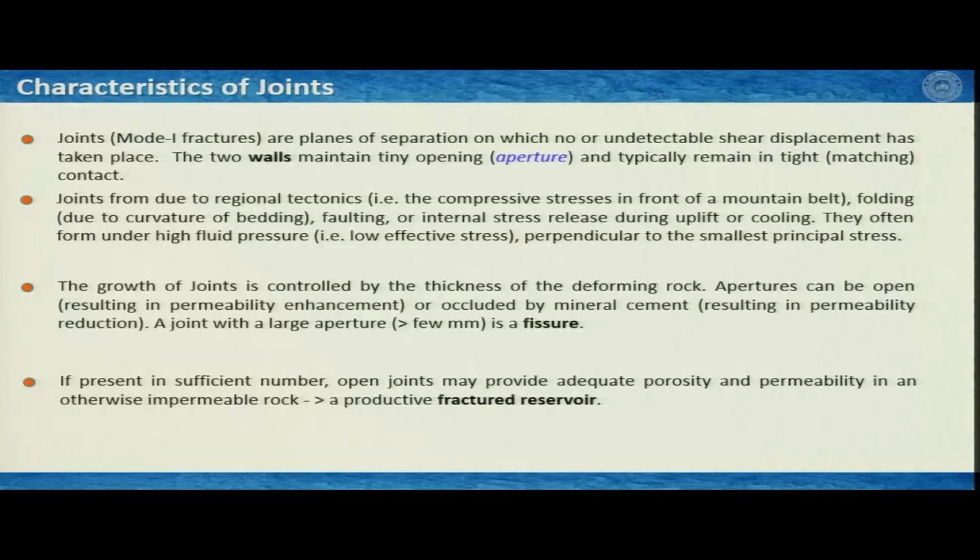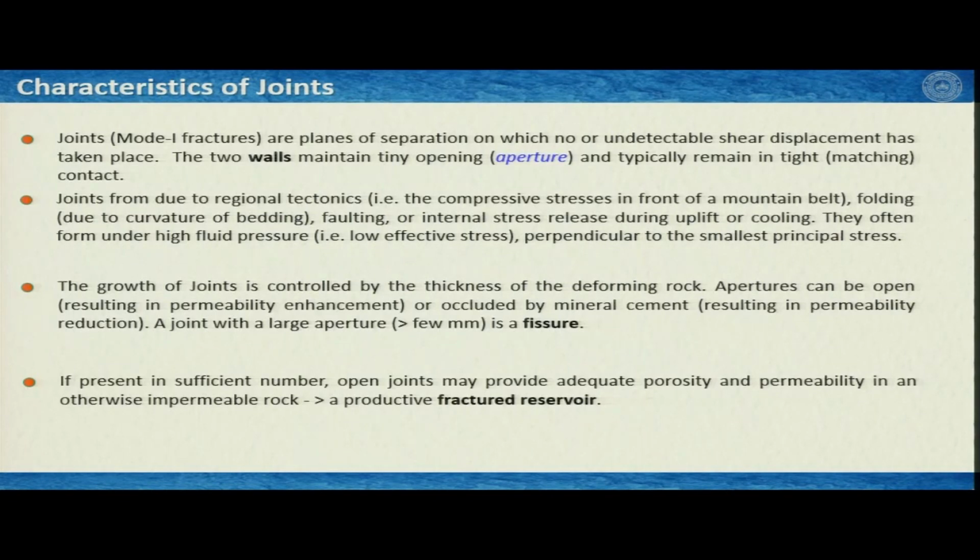So we'll define the joints again in a different way. Joints are mostly mode 1 fractures, and these are planes of separation on which no, or very negligible, undetectable shear displacements have taken place. The two walls of the joints generally maintain a very tiny opening, known as aperture, and they typically remain in tight or matching contact.